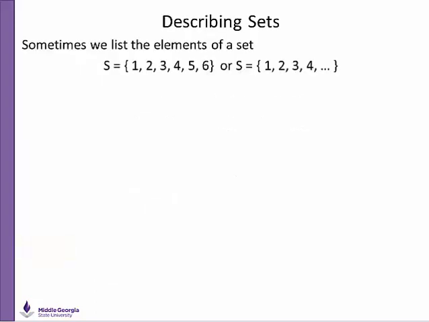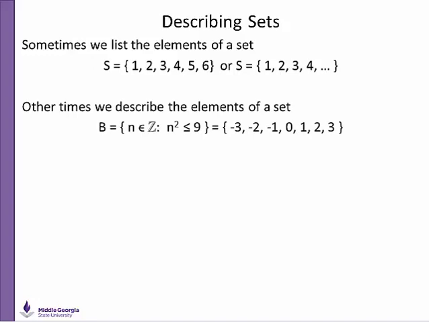Describing sets. Sometimes we list the elements of a set, such as S equals the set 1, 2, 3, 4, 5, and 6, or S equals the infinite set 1, 2, 3, 4, and continue on in the same manner forever. The ellipsis says go on forever. Other times we describe the elements of a set. For example, B equals the set of n, which are elements of the set of integers, where n squared is less than or equal to 9.